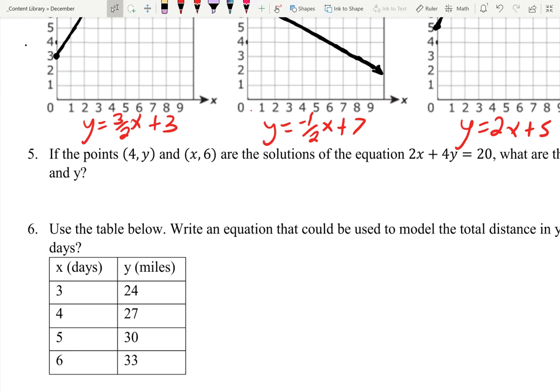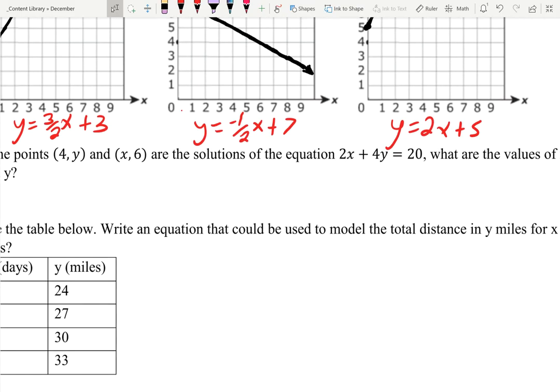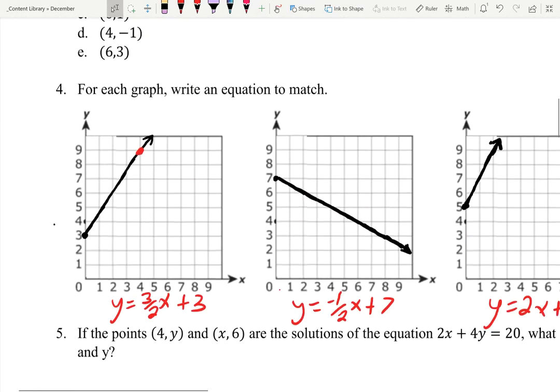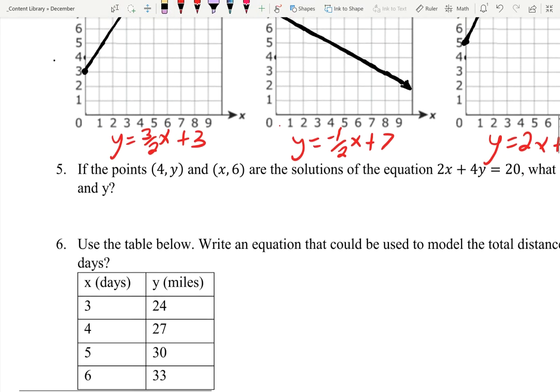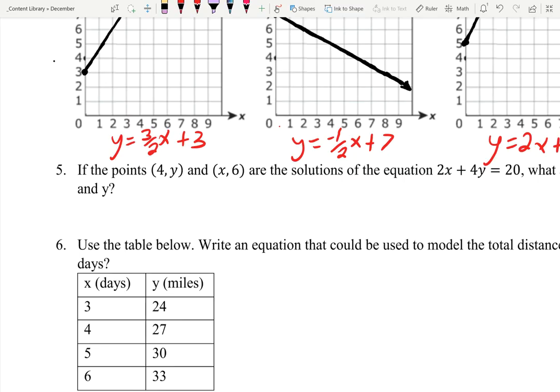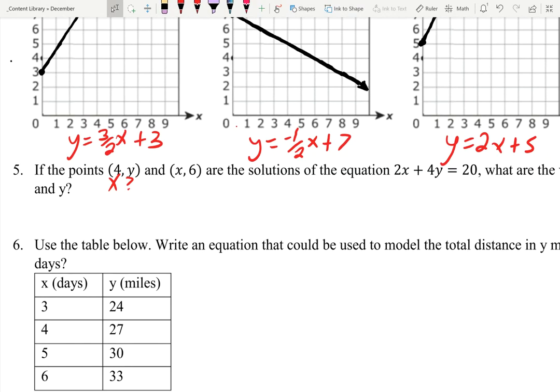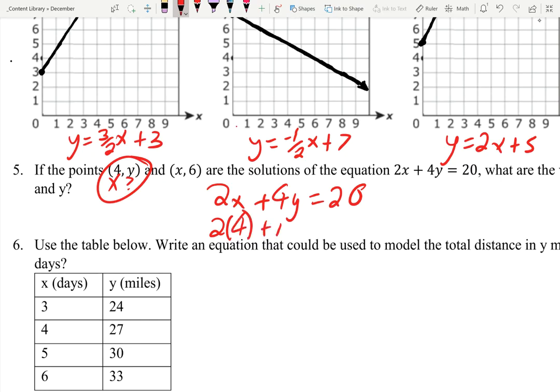Number 5, if the points (4, y) and (x, 6) are the solutions of the equation 2x plus 4y equals 20, what are the values of x and y? So this is very similar to number 3, where we're just going to plug in numbers, right? So essentially, this is saying that the x value is 4, so what's y? If we want to find out what that y is, let's plug in that 4 for x. The equation is 2x plus 4y equal to 20. So this point is saying that x is 4, so I'm going to plug in 4 for the x, and then now I can solve for y.